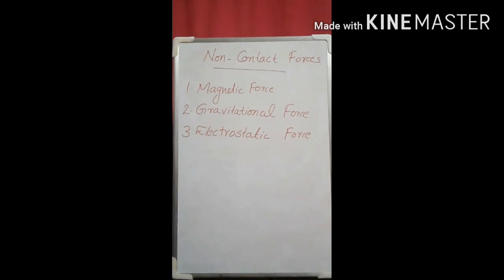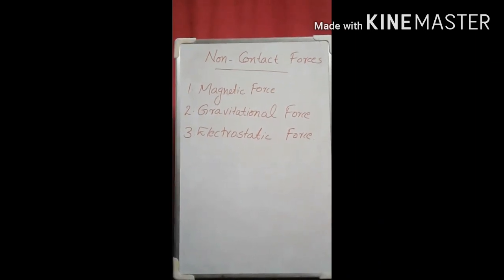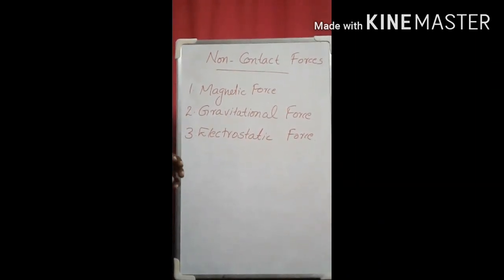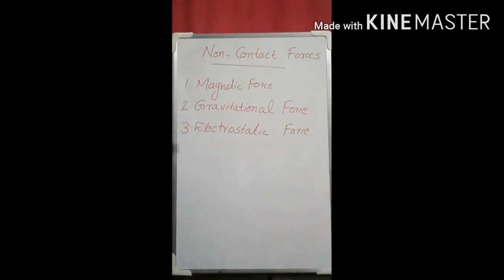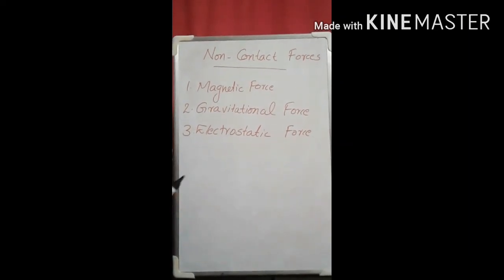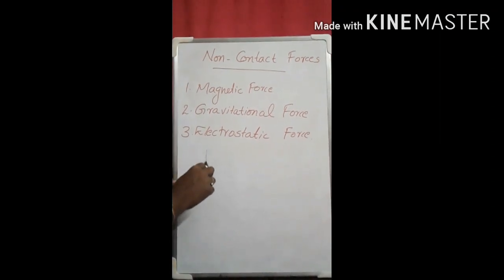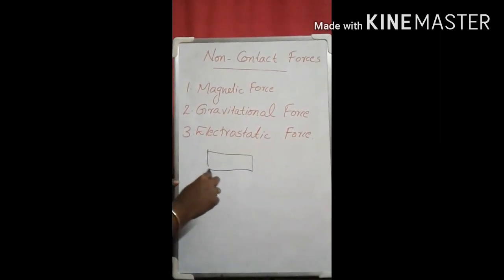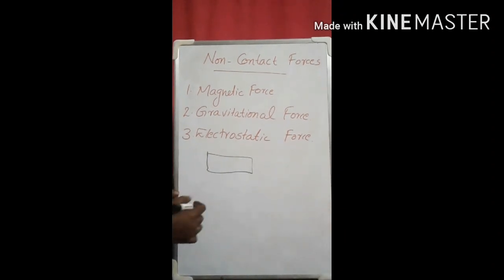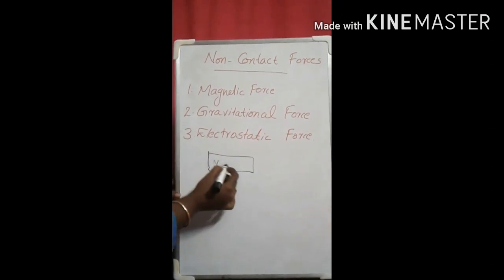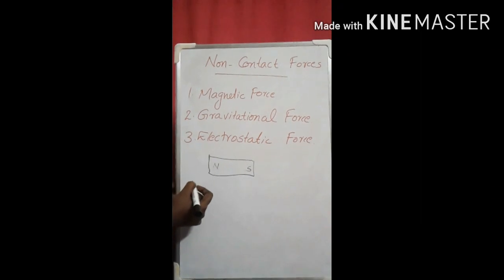So first of all, take magnetic force. As you all know, magnetic force is produced by magnets. Magnets are available in different shapes. Consider a bar magnet. What is a bar magnet? A magnet having the shape of a bar is called a bar magnet. It has two poles, north pole and south pole.